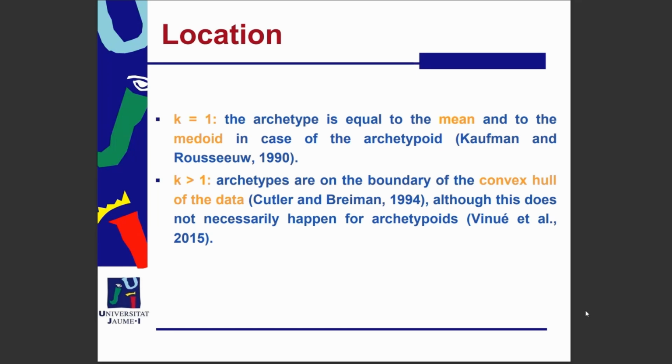Well, where are the archetypes and archetypoids located? If we consider only one archetype, then the archetype is equal to the mean, and equal to the medoid in the case of archetypoid analysis. And for k greater than 1, the archetypes are on the boundary of the convex hull of the data. This is not necessarily the case for archetypoids, but they are also extreme cases.